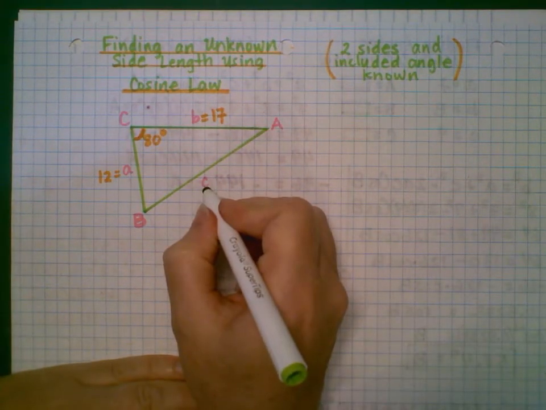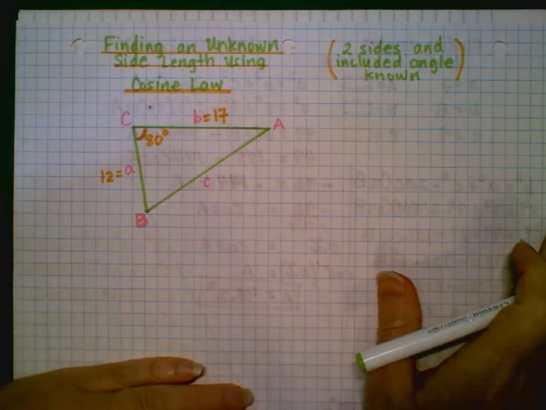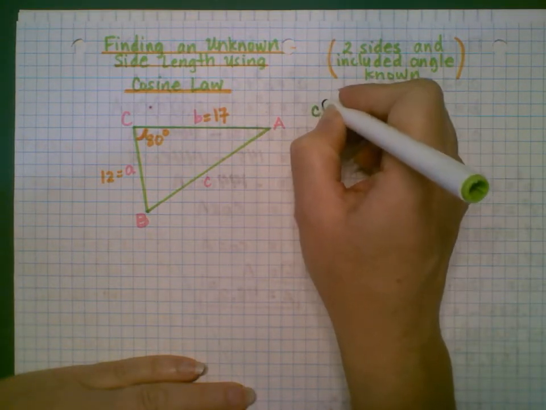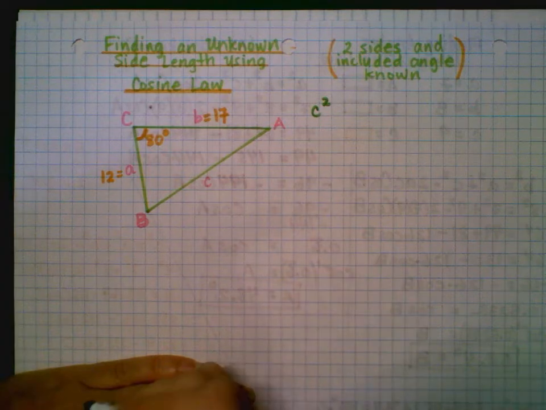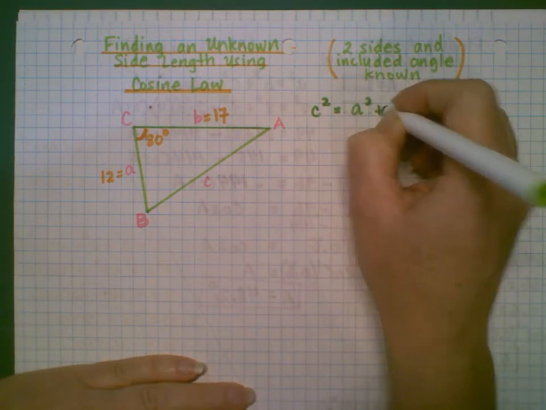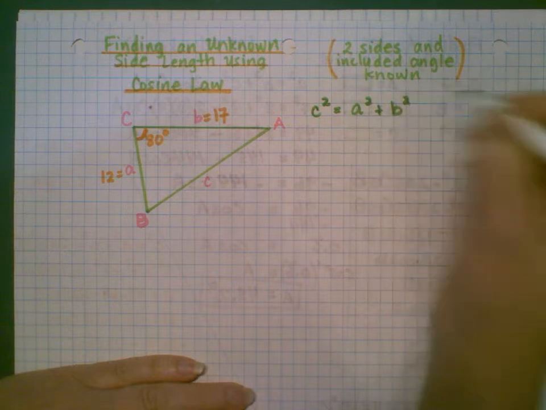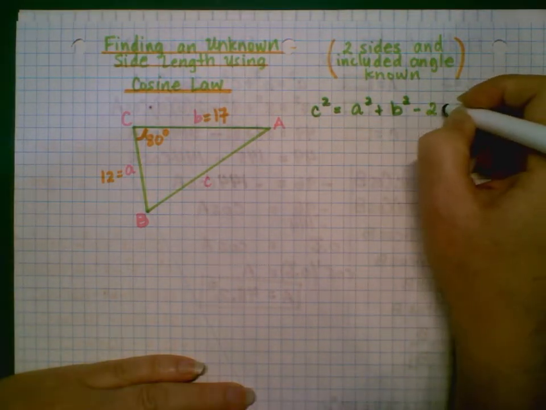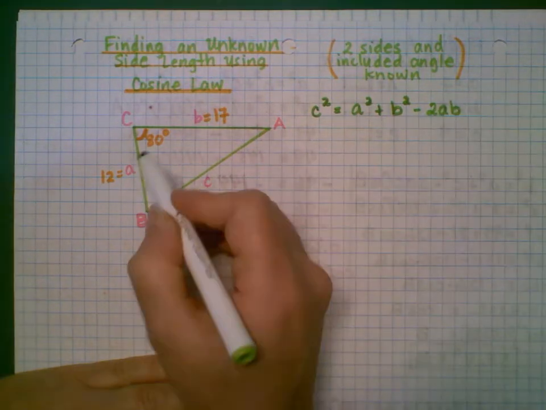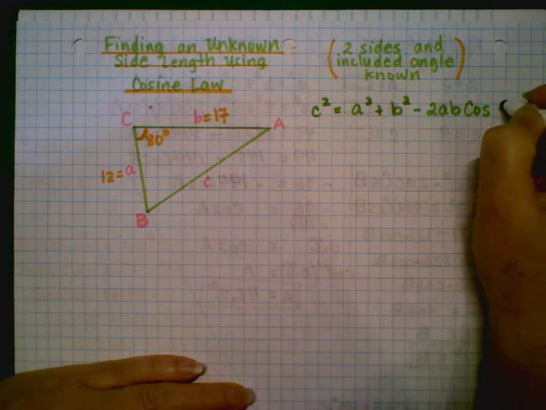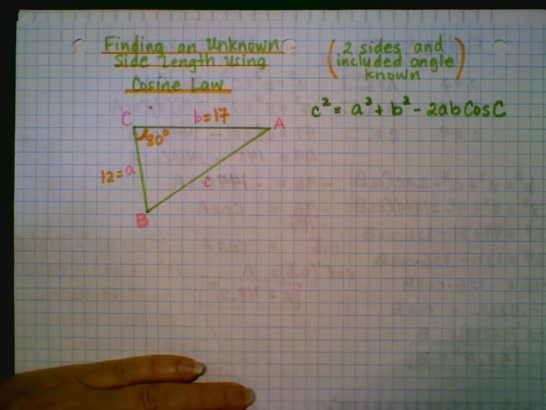Because I'm looking for side length C, I want that to be isolated in the version of the cosine law that I'm going to use. So C squared is A squared plus B squared. At this point it looks very much like the Pythagorean theorem. And then to take into consideration that 80-degree angle, I have to subtract 2AB cosine C.